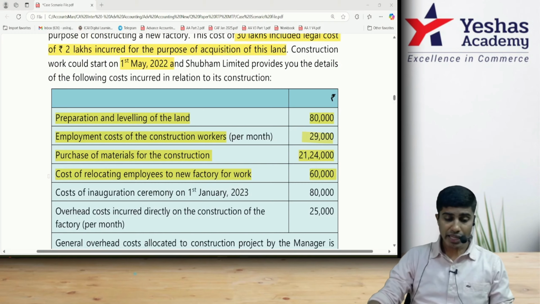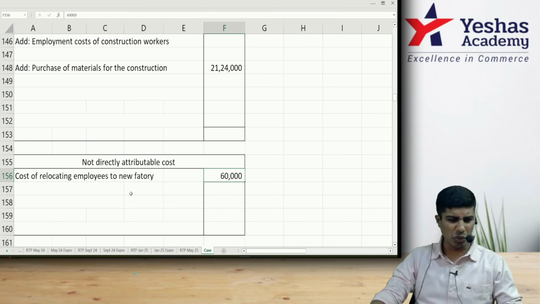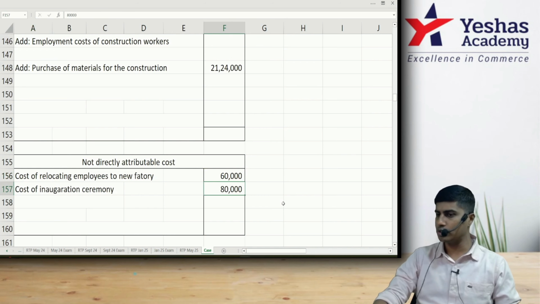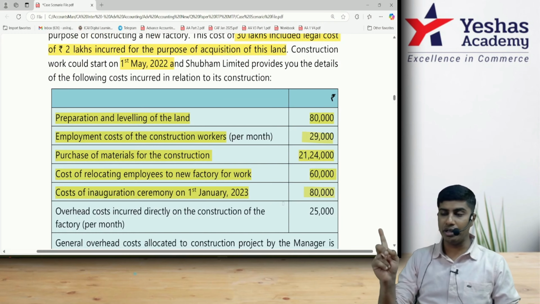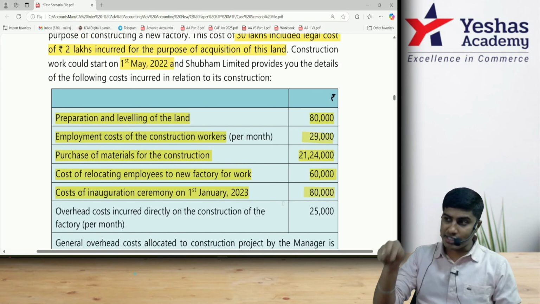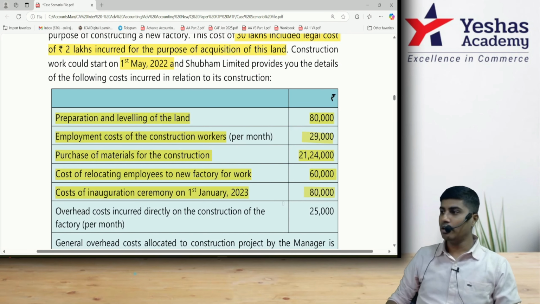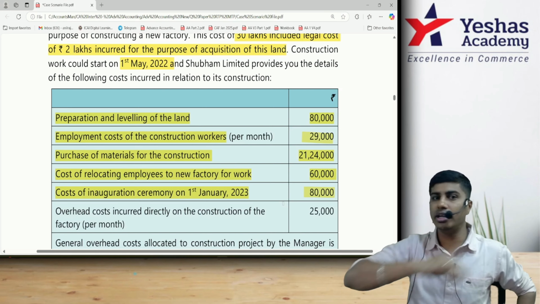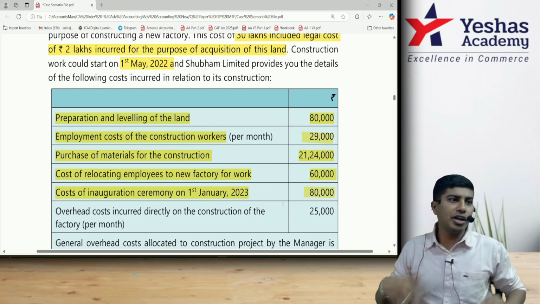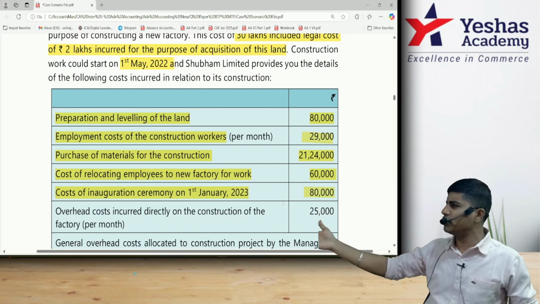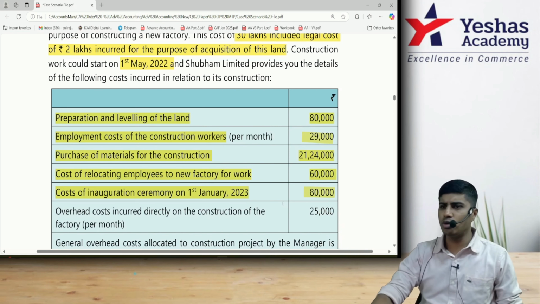Got this? Next, cost of inauguration ceremony on 1st of January, 80,000. Is it part of the cost? No. I would write here inauguration ceremony, 80,000, not part of the cost. By the way, when did inauguration happen? That does not mean the asset got completed on 1st of January, unless they tell otherwise. If they tell some other date, I'll take some other date as the date of completion. If they don't tell, then I can assume 1st of January to be the date on which the asset was completed.